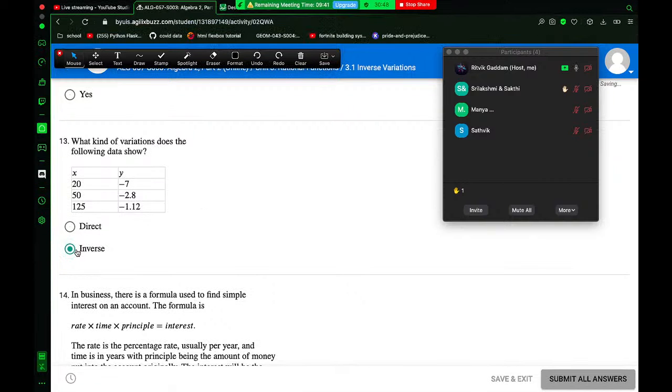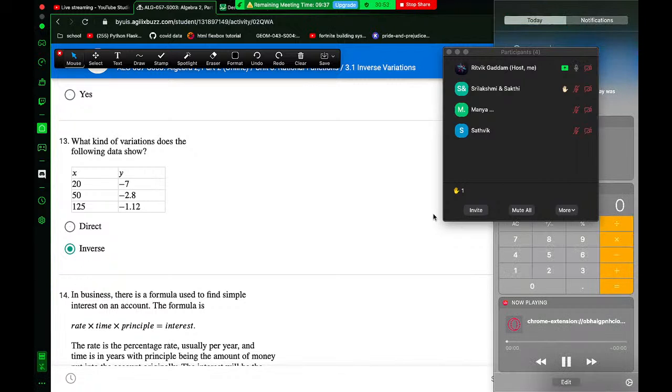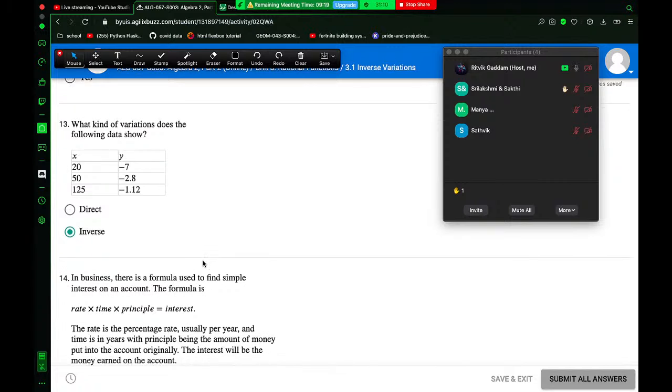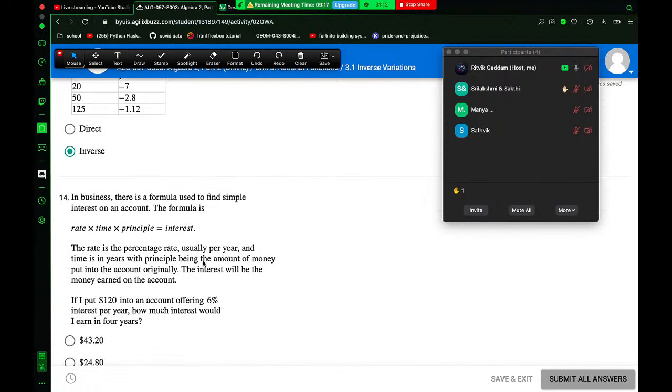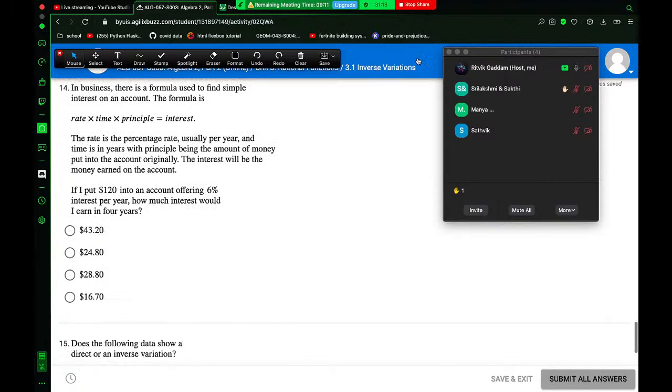Good job. And so let's actually check if this is right. So remember how we check? We have to do 7 over 20, and that's 0.35. And we do 2.8 over 50, and obviously that's 0.056. So it's going to be an inverse. It's definitely not a direct variation. So yeah, it has to be an inverse. Good job, Sri Lakshmi.